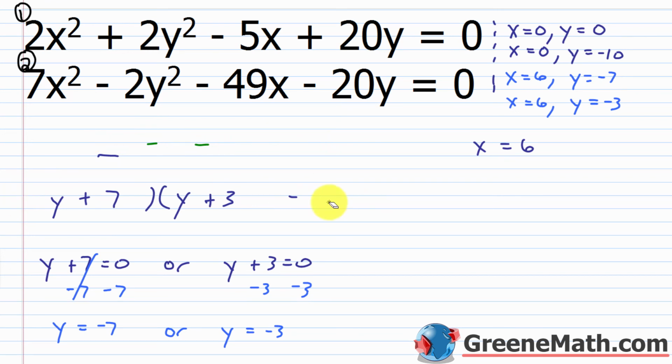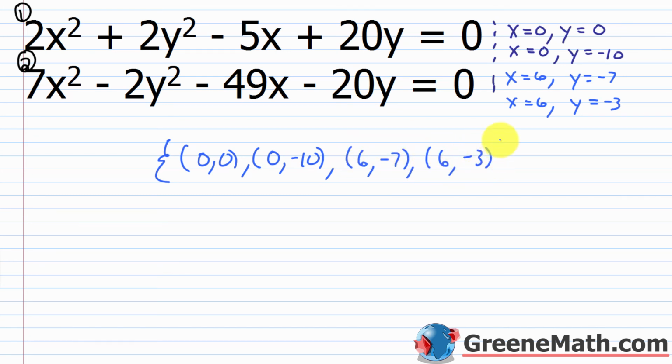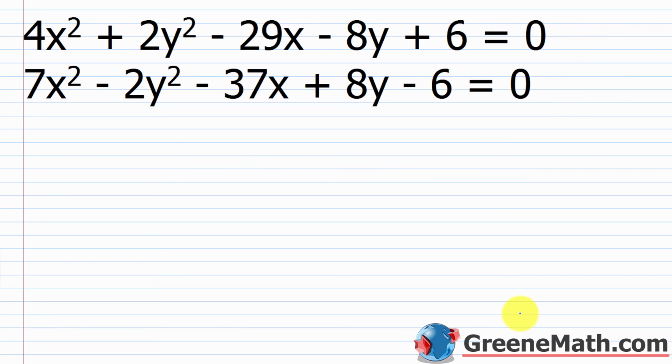All right, so let's erase all this. Our solution set here, we're going to have the ordered pair 0, 0. We're going to have the ordered pair 0, negative 10. We're going to have the ordered pair 6, negative 7. And then we'll have the ordered pair 6, negative 3. All right, let's take a look at one more of these. So we have 4x squared plus 2y squared minus 29x minus 8y plus 6 equals 0.